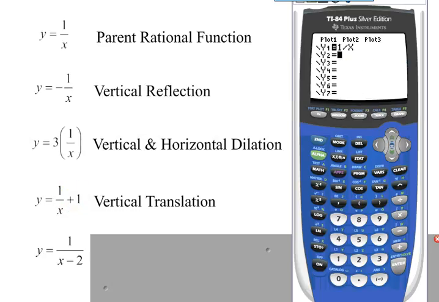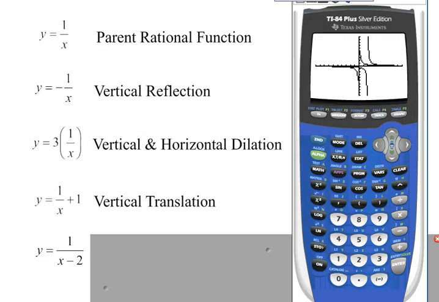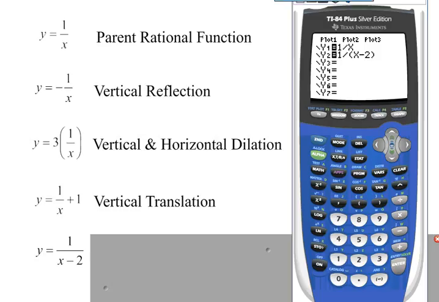We are now ready to graph our last equation here. y equals 1 over x minus 2. So let's put that in. 1 divided by, and you have to put the x minus 2 in parentheses so that the calculator reads the equation correctly. Again, let's go with the standard 10 by 10 window. Let's try to see what's happening here.